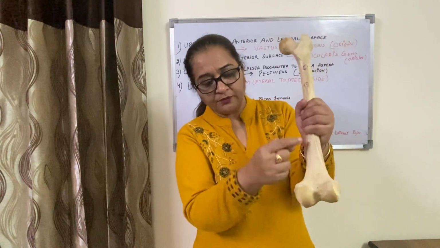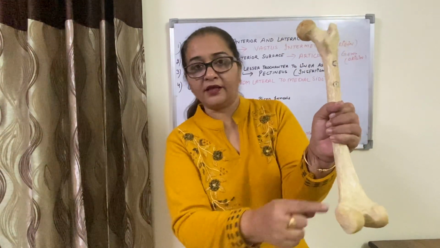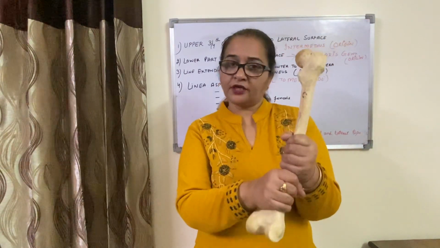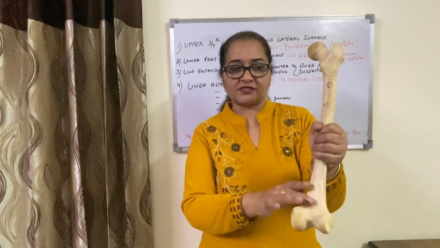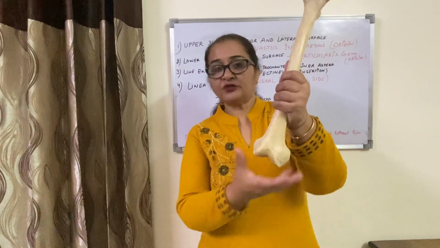In the lower portion, because of the fusion of the medial border and the medial supracondylar line, that medial surface obliterates. So in the lower portion again there are four surfaces, but in the lowermost portion only three surfaces are there. So this is again the description of this shaft. Now coming to the lower end.